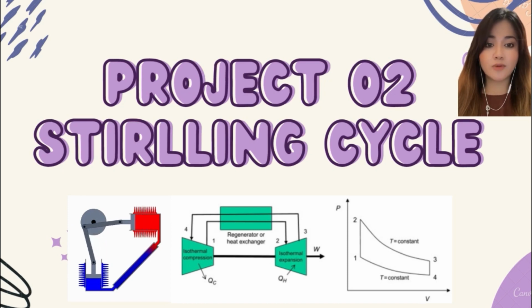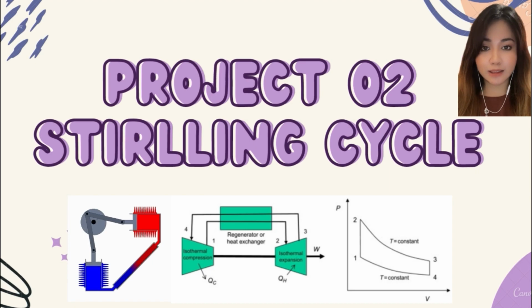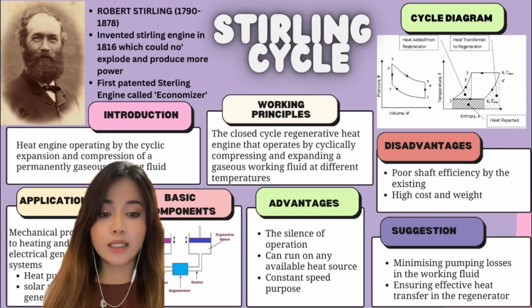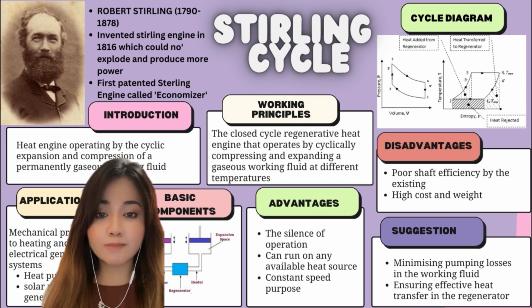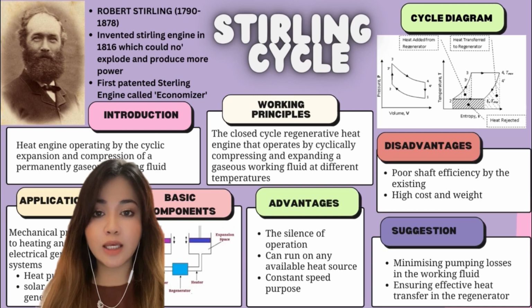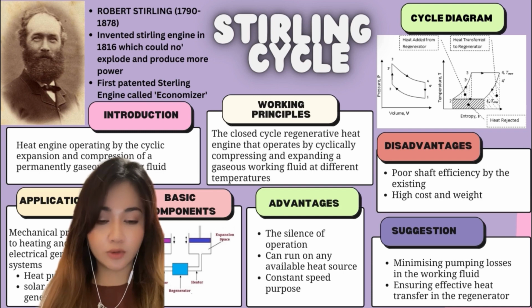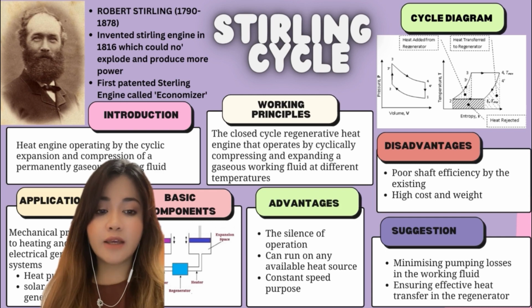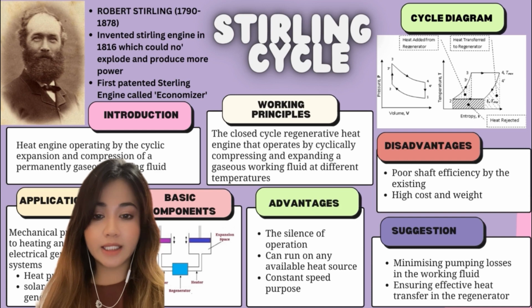So next I will proceed with the Stirling cycle. As you can see, this is Robert Stirling. Robert Stirling is the first person to patent the Stirling engine, in 1816. The patent also incorporated the first ever description of a closed cycle hot air engine.